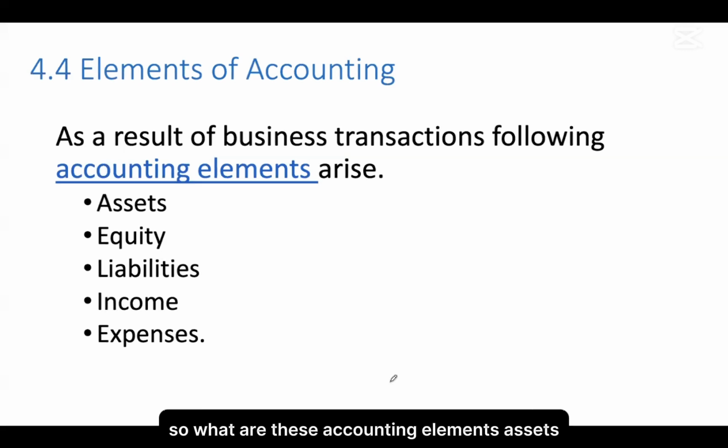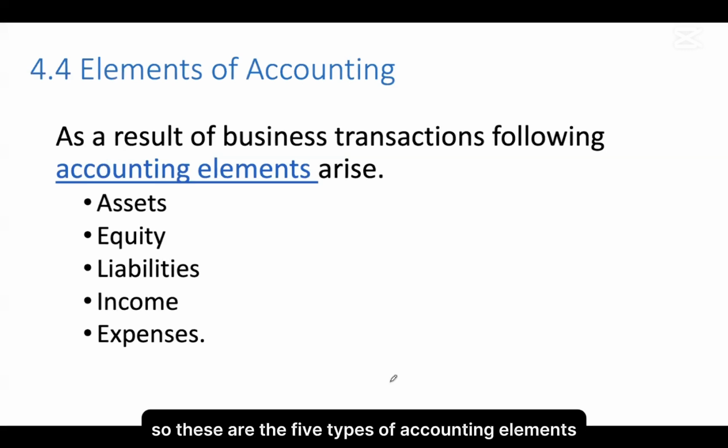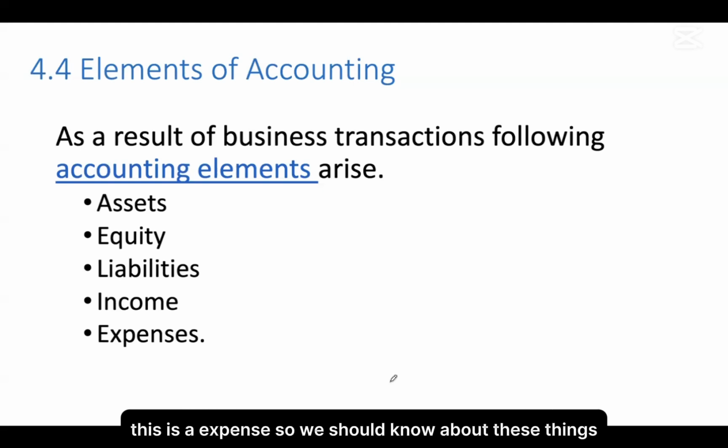So what are these accounting elements? Assets, equity, liability, income, and expenses. These are the 5 types of accounting elements. This is very, very important, because for us to record any transaction, we should identify: okay, this is an asset, this is equity, this is a liability, this is an income, this is an expense. So we should know about these things.